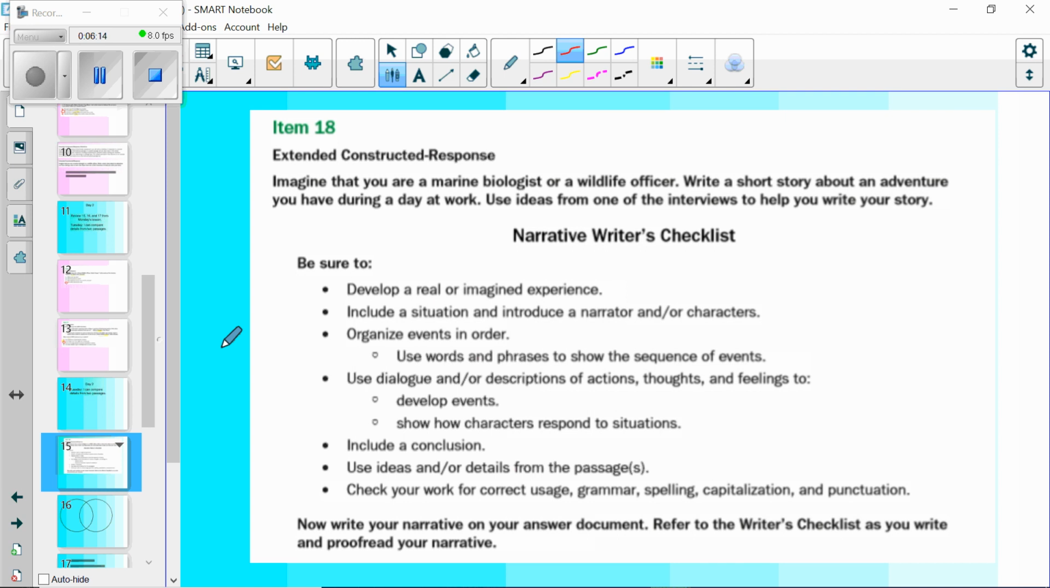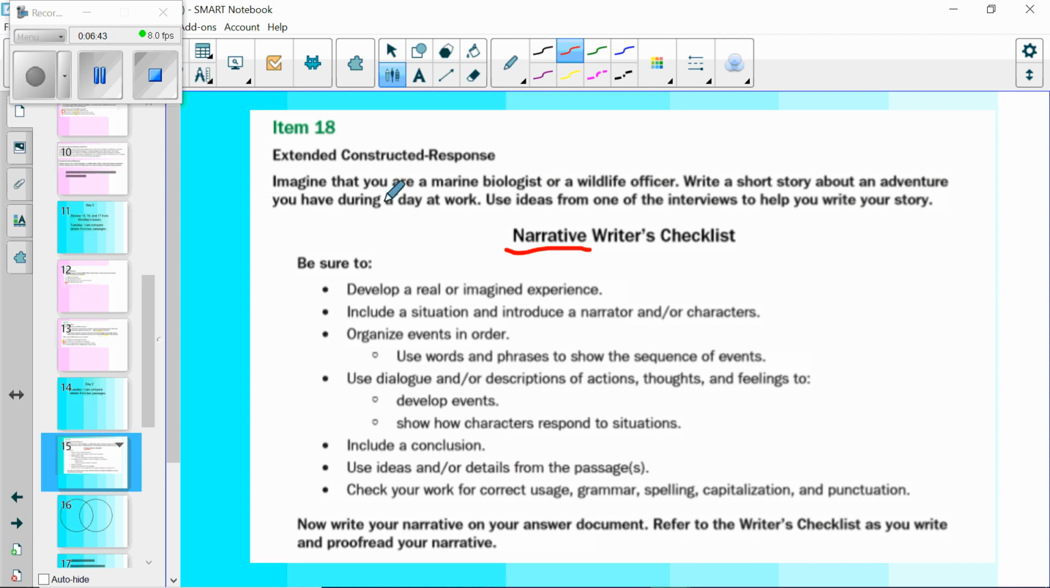So we are going to use two informational passages to write a narrative. And everybody knows that a narrative is a story. So you are going to have the opportunity to write a story. So let's read our prompt to make sure we really understand what we're doing. Imagine that you are a marine biologist or a wildlife officer. Write a short story about an adventure you have during a day at work. Use ideas from one interview to help you write your story.